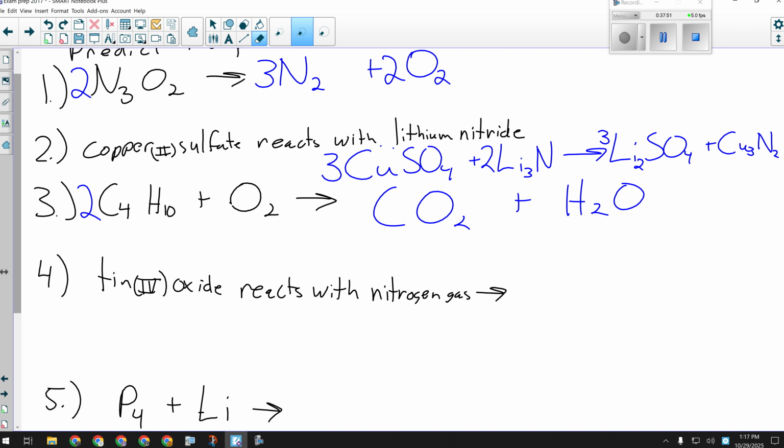I have 2 times 4 is 8 carbons. Now I have 8 carbons on both sides. I have 2 times 10 is 20 hydrogens. Now I have 20 hydrogens over there. Now I can balance my oxygens. There are 10 oxygens in the water. There are 8 times 2, okay, is 16 here. 16 plus 10 is 26. 13 times 2 is 26. Now it's balanced.